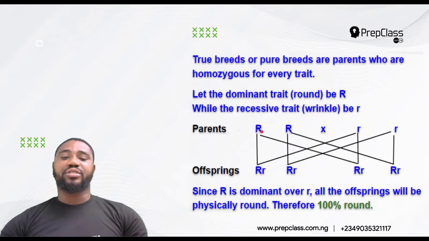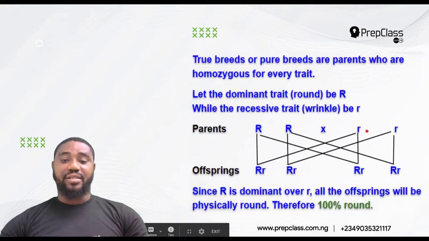So pure breeds, that means the parents have only round. This one has only gene for roundness. This one has only gene for wrinkleness. So we are crossing them. After mating them, this one, you have big R, small r. This and this, you have big R, small r. If you look at after crossing this and this, big R, small r. This one with this one, big R, small r.